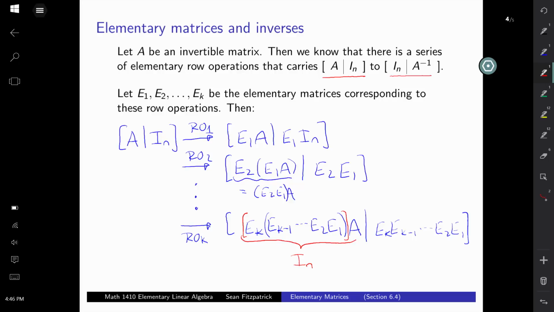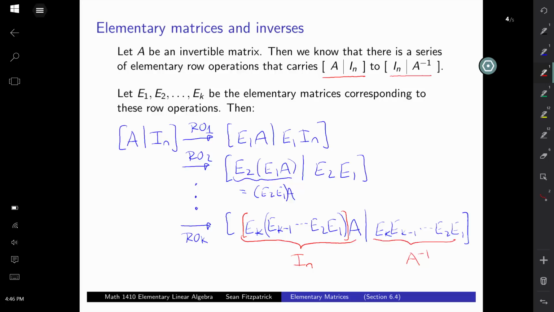And we know there's only one matrix that we can multiply by A to get the identity, and that's the inverse, right? And that matrix is this guy, EK minus 1 down to E2 times E1, and that's exactly what is sitting over here, right? So that must be our inverse, okay?